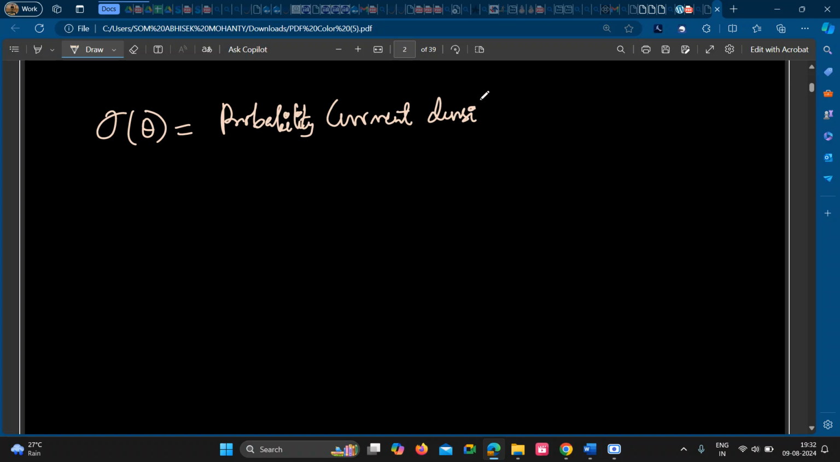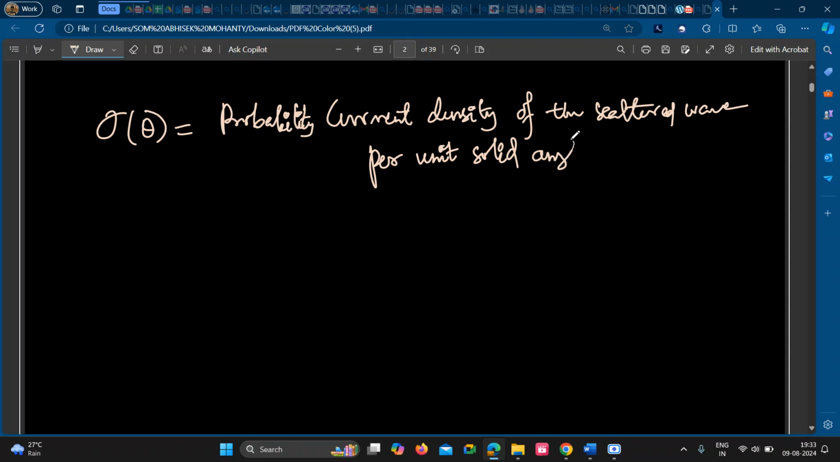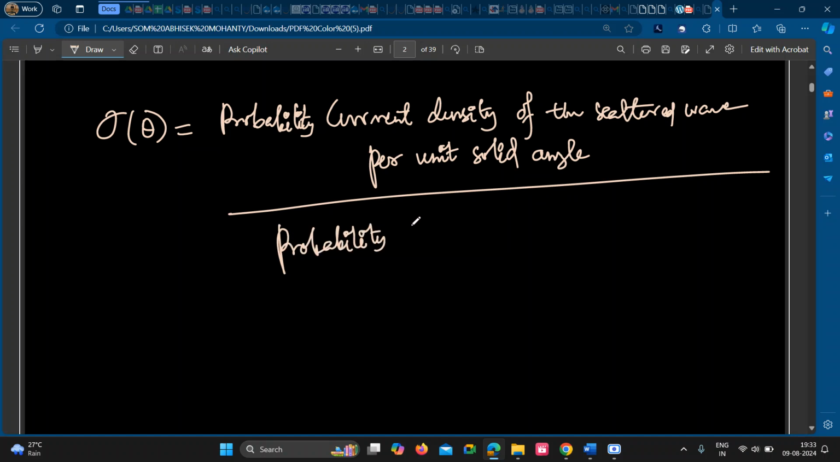First of all, write another formula for sigma. Sigma theta is equal to the probability current density of the scattered wave per unit solid angle divided by the probability current density of the incident wave. This type of question won't come, but for understanding the concepts we have to do it. From this one question, a lot of concepts of the scattered wave will be clear.